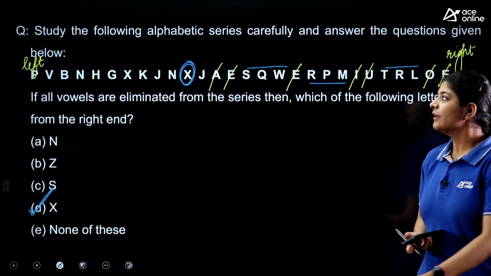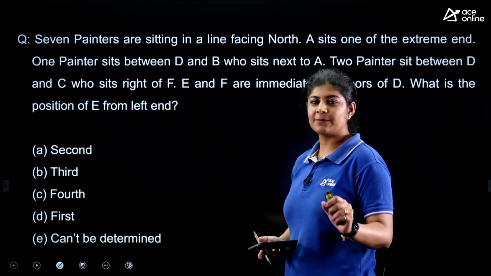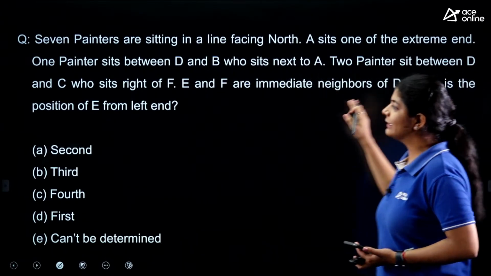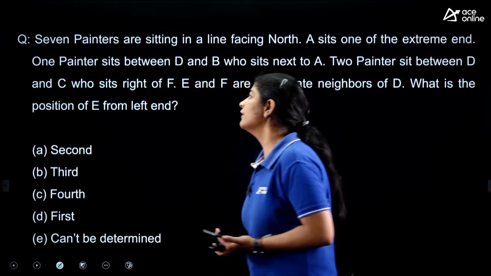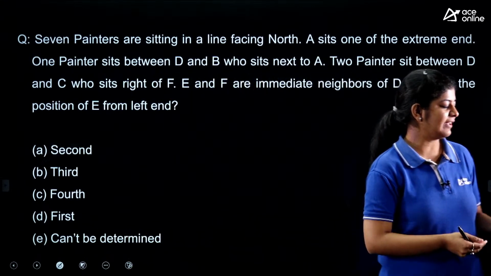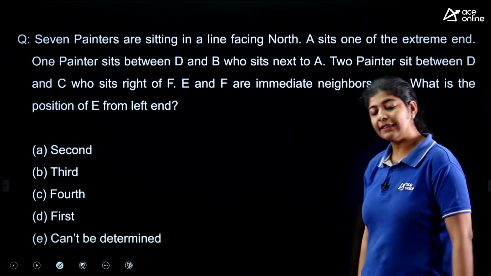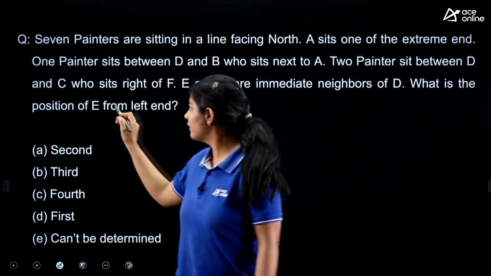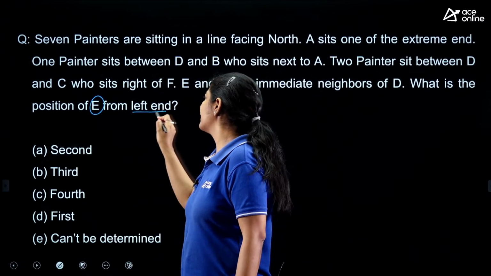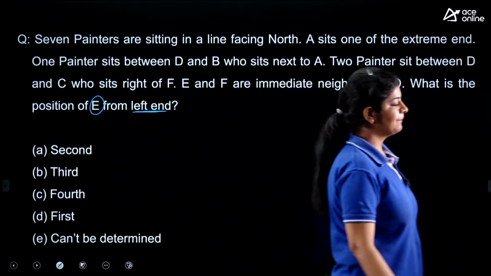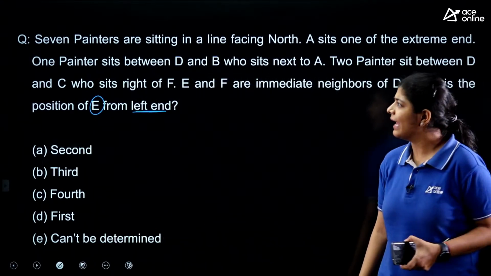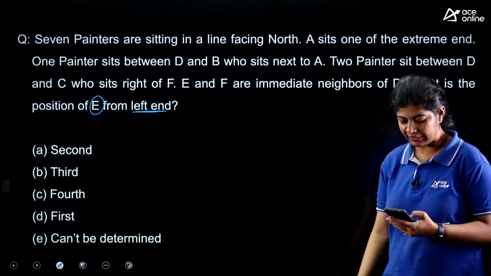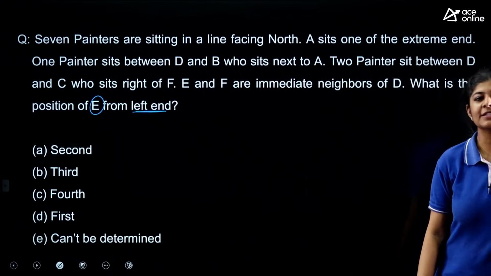Is it clear? Now we have a very small puzzle, and according to this we have to answer what the position of E from the left end is. With the help of these particular clues, we have to determine the position of E from the left end. You have 7 painters sitting in a line facing north, and afterwards you have different clues. So let me know what answer you are getting.